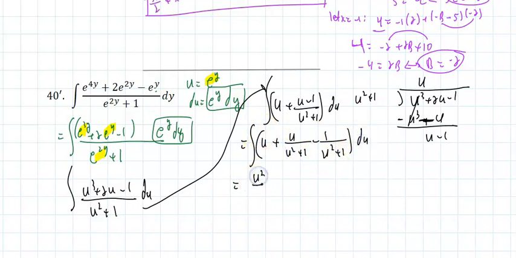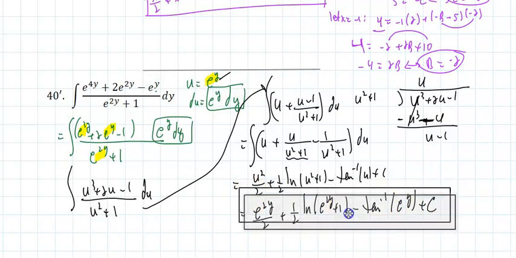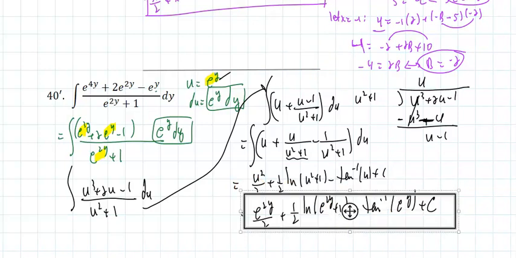This is u squared over 2. This is 1/2 natural log of u squared plus 1. Let u equal this. And this is inverse tangent of u plus c. And what was u? E to the y, plug it in. That's e to the 2y over 2 plus 1/2 natural log of e to the 2y plus 1 minus inverse tangent of e to the y plus c. There. So since this was an improper fraction, I didn't need to do much work.